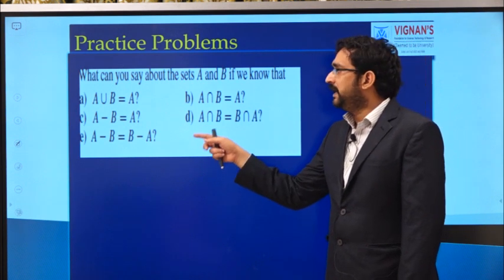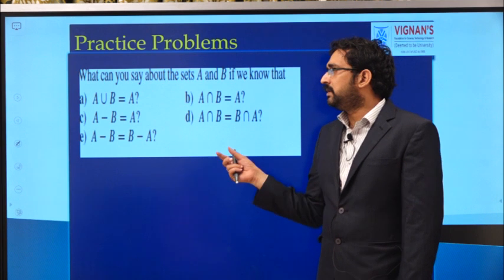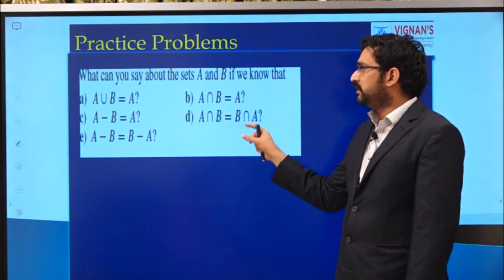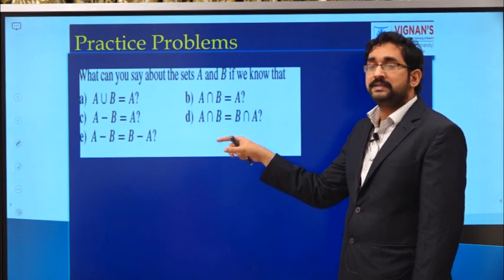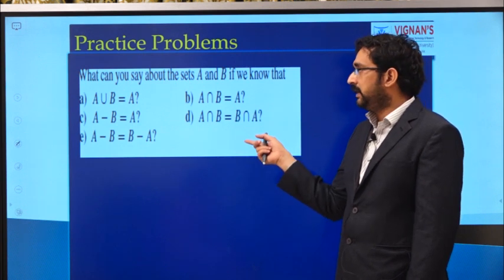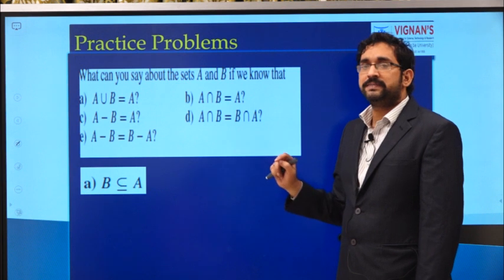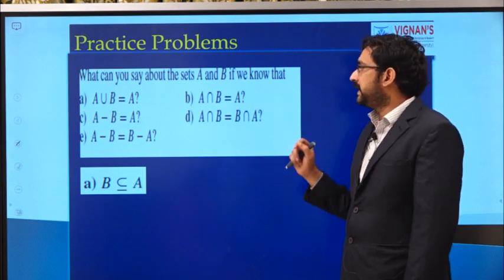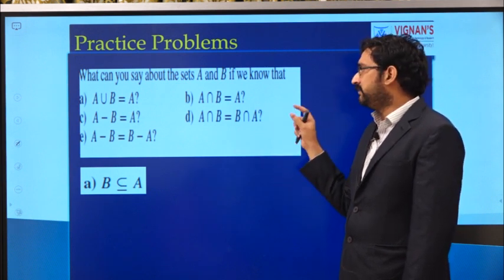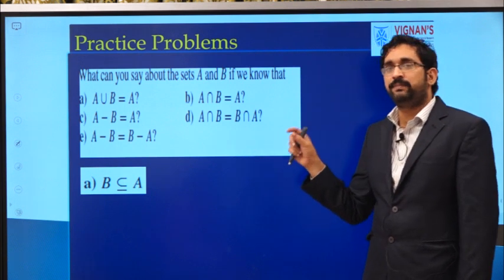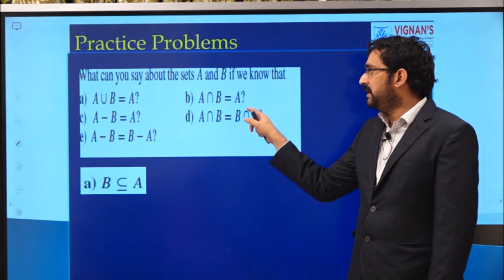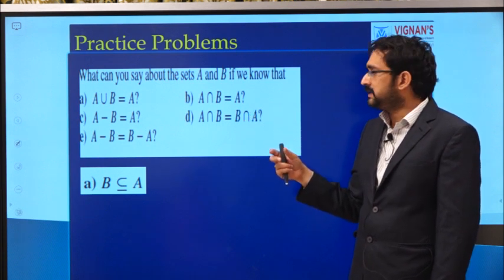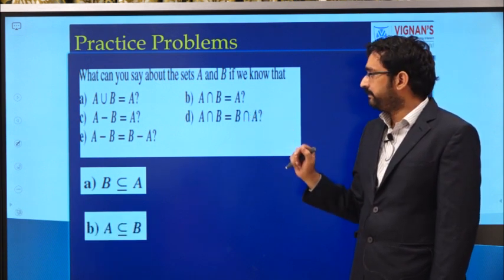First one is A union B equals A. So if the union is giving A, that means we can understand that A is the largest of A and B. Hence we can claim that B is a subset of A. See the second one, A intersection B equals A. Intersection means it will produce the smallest part. So A intersection B equals A means we should understand that A is a subset of B.